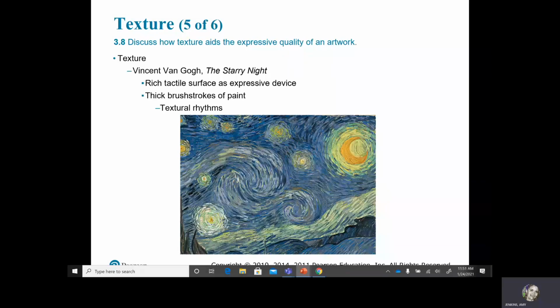Here we have a simulated texture, but the paint brush marks themselves could be tactile if you rubbed your finger across the surface of the painting. So in Vincent van Gogh's The Starry Night, we have a rich tactile surface as an expressive device. We have thick brush strokes of paint, and we have textural rhythms.